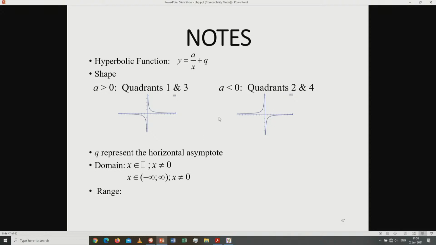Right. Then the other one then will be the range. Then what is the range of the graph?